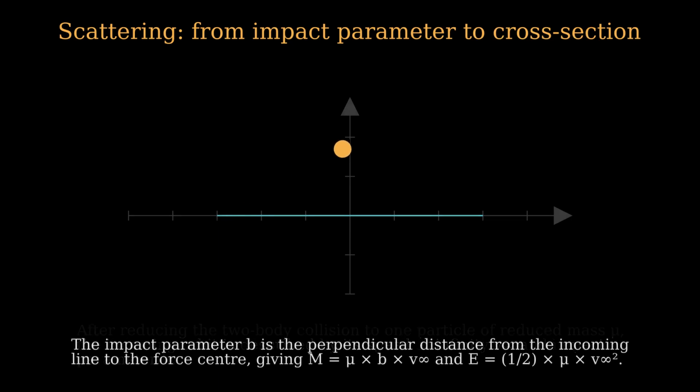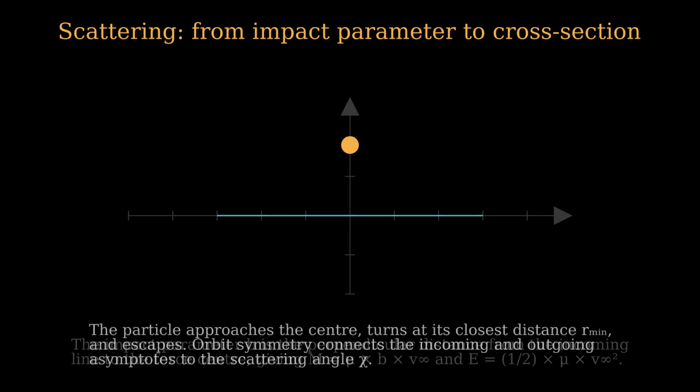The impact parameter b is the perpendicular distance from the incoming line to the force center, giving M equals mu times b times v infinity and E equals 1/2 times mu times v infinity squared. The particle approaches the center, turns at its closest distance r, and escapes. Orbit symmetry connects the incoming and outgoing asymptotes to the scattering angle chi.